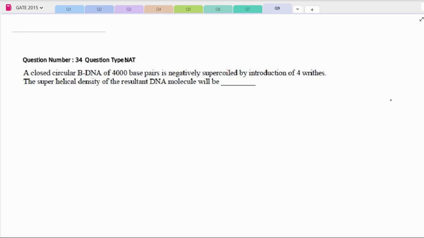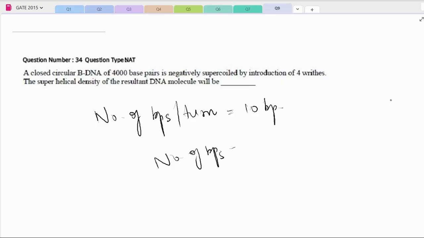A closed circular B-DNA of 4000 base pairs is negatively supercoiled by the introduction of 4 writhes. The superhelical density of the resultant DNA molecule will be. So you need to first note this fact that the number of base pairs per turn in a B-DNA is equal to 10 base pairs. So that is known. So the number of base pairs is equal to 4000, the number of turns is equal to 4000 divided by 10, which is equal to 400 turns.